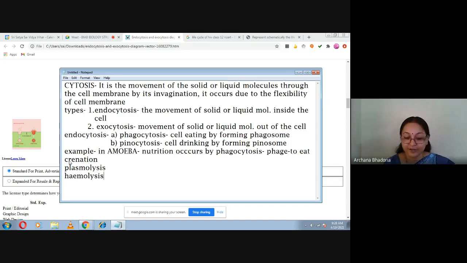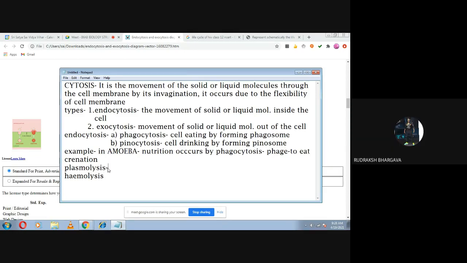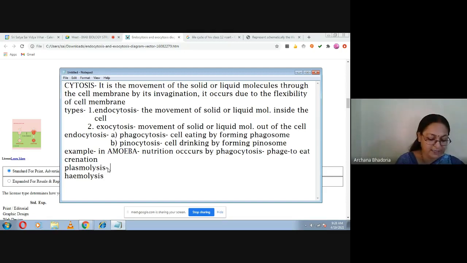I have not used the word crenation, but plasmolysis I have explained. Plasmolysis is seen in which cell? Tell me quickly, I will write it here. Plant cell. It occurs in plant cells, which have a cell wall. Okay, now my next question, when will it occur?